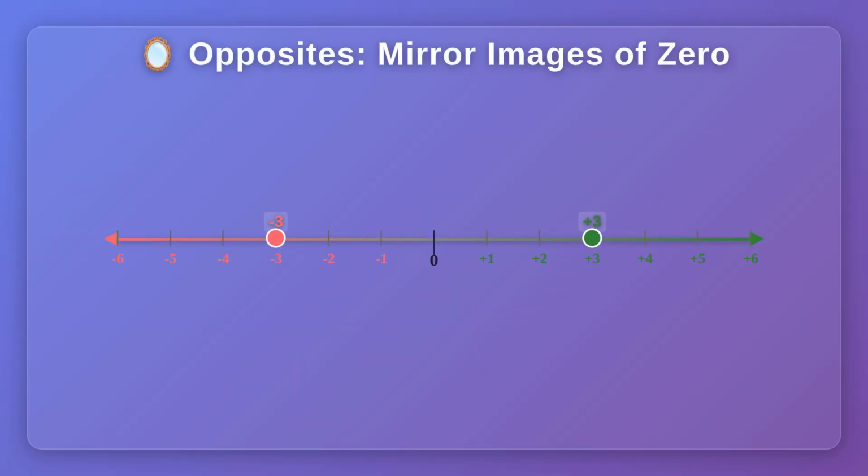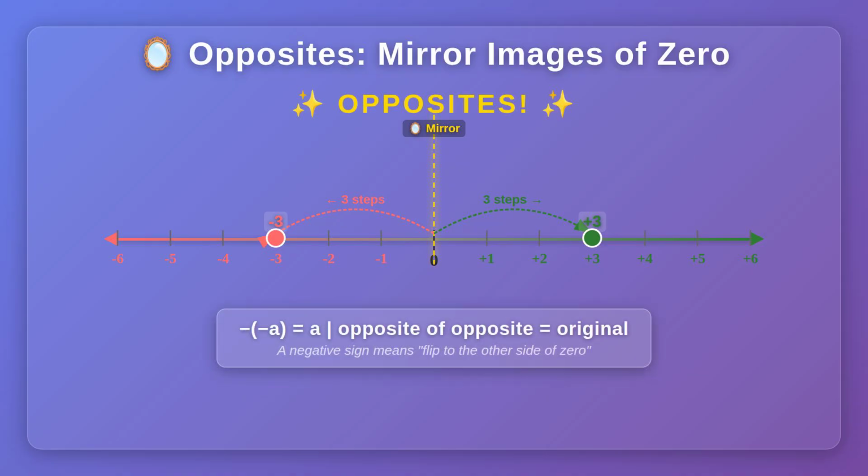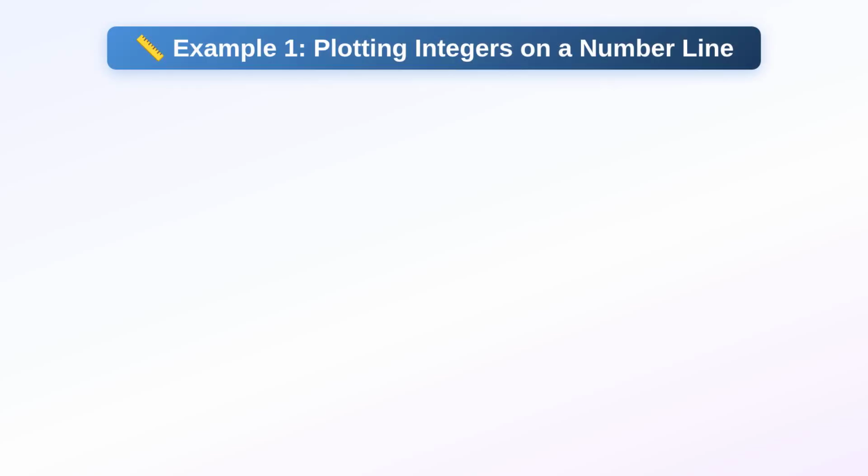Here's a mind-blowing idea. Every integer has an exact mirror image called its opposite. +3 and -3 are opposites. They're both exactly 3 steps away from 0, just in different directions. Think of 0 like a mirror. Whatever is 5 steps to the right has a twin that is 5 steps to the left. And here's a fun fact. The opposite of 0 is just 0. 0 is its own twin. When you see a negative sign in front of a number, it just means flip to the other side of 0.